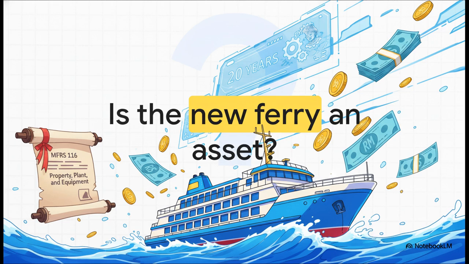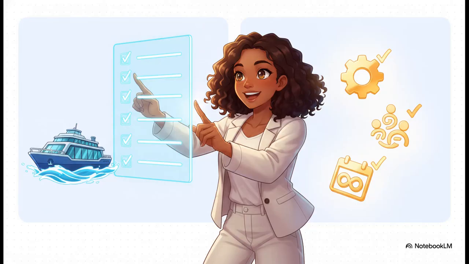So I want you to pause and really think about this for a second. Is this ferry an item of property, plant, and equipment under MFRS 116? And the answer is yes, absolutely it is. Let's break down exactly why using our little definition checklist. First off, is it a tangible item? Yes, it's a massive physical boat made of metal. Is it held for use in supplying services? Yep, it transports passengers. And finally, is it expected to be used during more than one period?